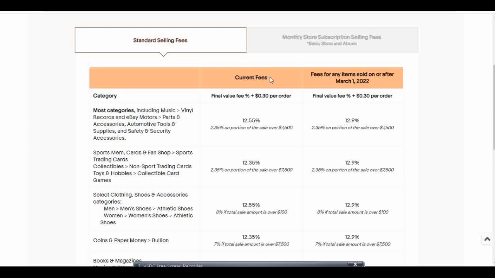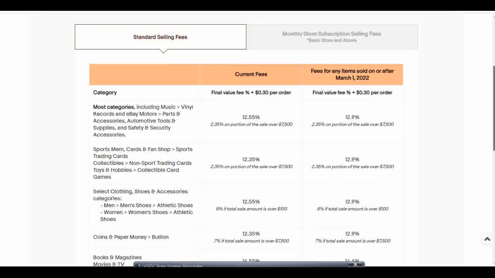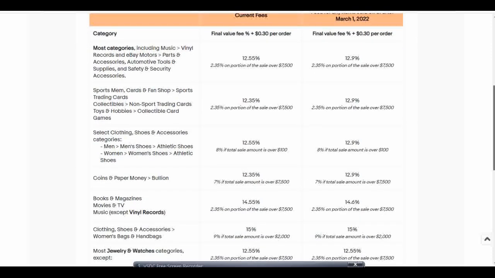come over this way. This is showing current fees because the time that I'm filming this, it is before March 1st of 2022. So these are what the fees have been all of 2021. This is what they look like on eBay, and this is just showing you the difference. So you can see that fees are being raised on March 1st, 2022. For example, in this most categories area, it used to be 12.55%, and now eBay is going to take a 12.9% fee on this category. And if you don't have a store, you're going to be paying 12.9% fees on most categories.